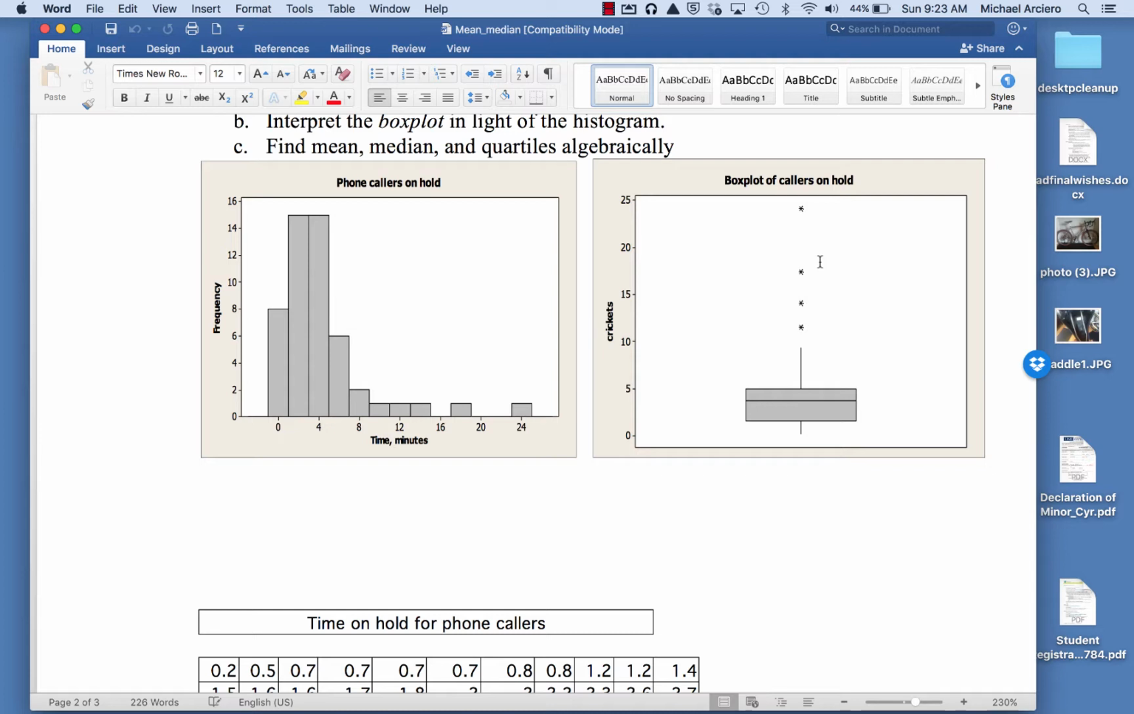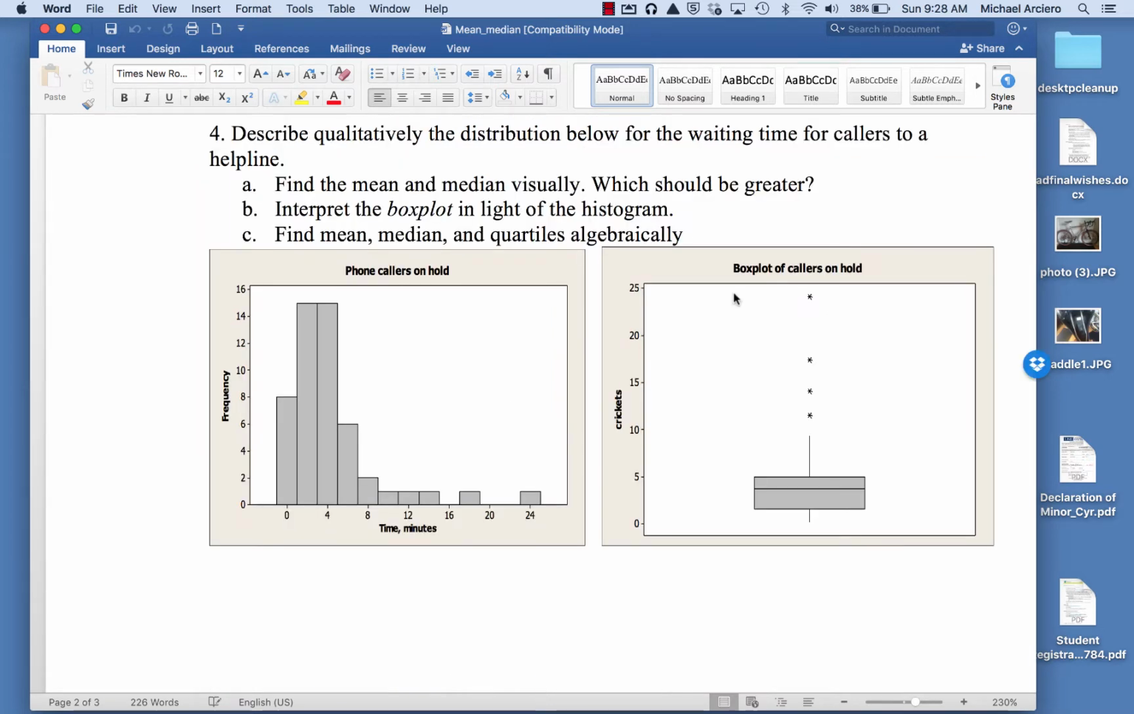So any software will do this. Any statistical software will draw a box plot for you. Also looking at both of these views, the histogram and the box plot, we can see that the data is skewed off to the right. Looking at the histogram, this data is clearly skewed to the right, and we know that the mean has a tendency to be affected by the outlier, so the mean will be greater than the median. The median is resistant to the outlier, so we would expect the mean to be greater than the median.